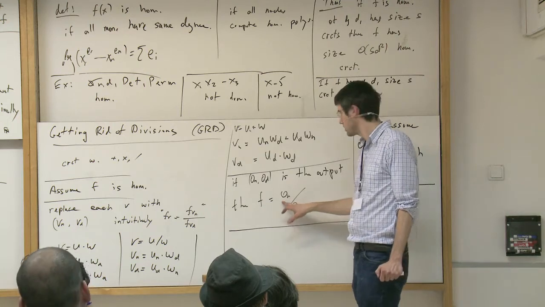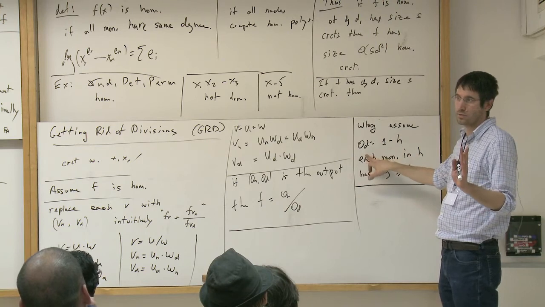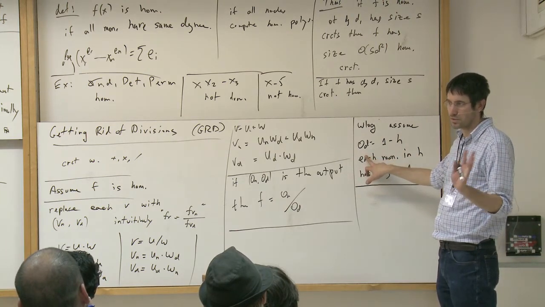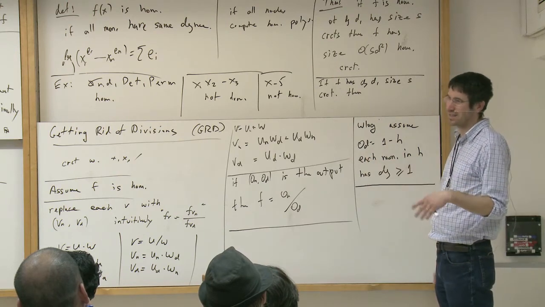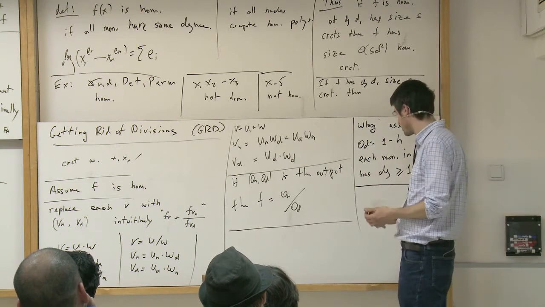But what is your assumption? That OD is 1 minus h. No, because maybe, I mean, the only question is whether it has a free coefficient or not. What do you do if it doesn't have a free coefficient? That's the only thing. So it doesn't really matter. It's a delicate point, but it's okay.